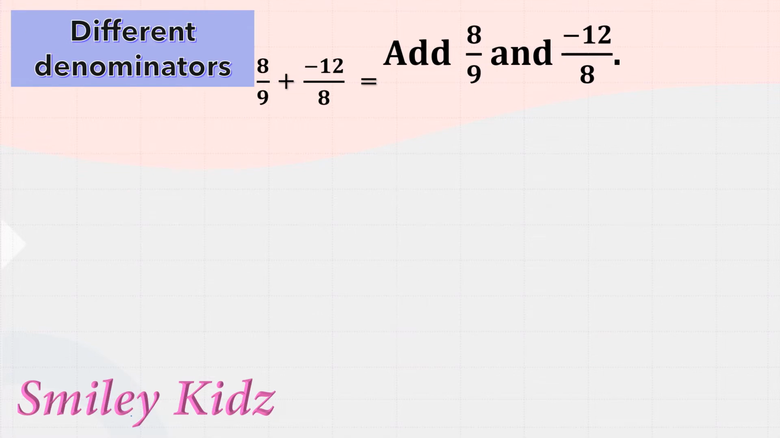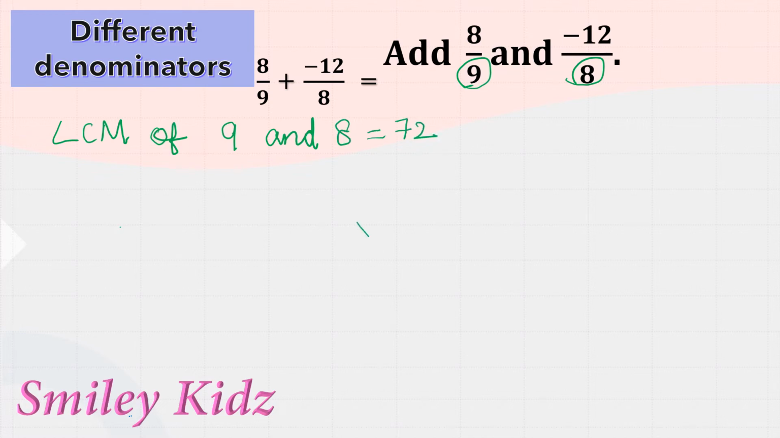Now let's see another example. Add 8/9 and -12/8. So here we are having different denominators. They are 9 and 8. So first, let's take the LCM of 9 and 8. The LCM of 9 and 8 will be equal to 72. Now let's convert these two rational numbers into equivalent rational numbers. 8/9 is equal to 8/9 multiplied by 8/8, which is equal to 64/72.